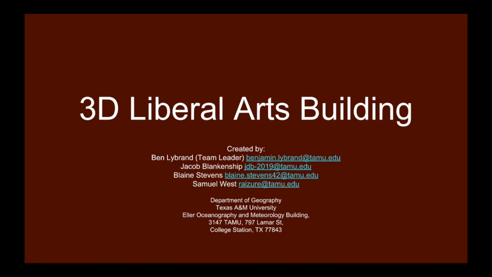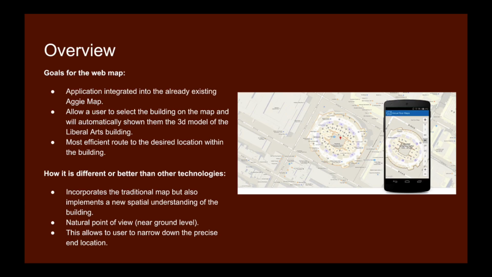This is a presentation about the 3D liberal arts building and its incorporation into the Aggie map. There are 4 people on the team: Ben Librand, the team leader, Jacob Blankenship, Blaine Stevens, and Samuel West. Our goal is to have a web map that can be integrated into the already existing Aggie map.